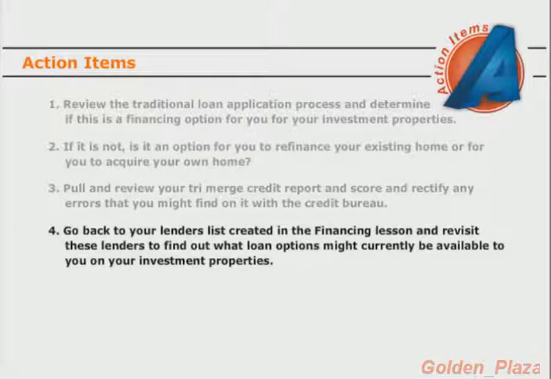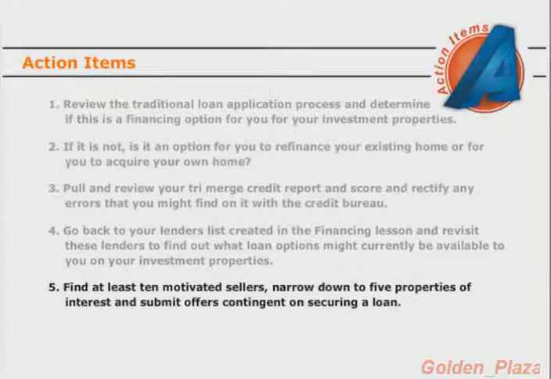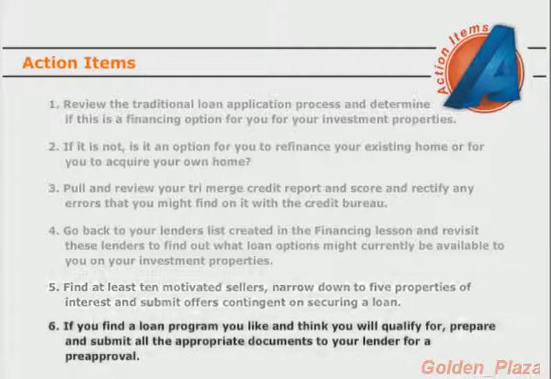Go back to your lenders list created in the financing lesson and revisit these lenders to find out what loan options might currently be available to you on your investment properties. Find at least 10 motivated sellers. Narrow down to 5 properties of interest and submit offers contingent on securing a loan. And finally, if you find a loan program you like and think you will qualify for, prepare and submit all the appropriate documents to your lender for a pre-approval.